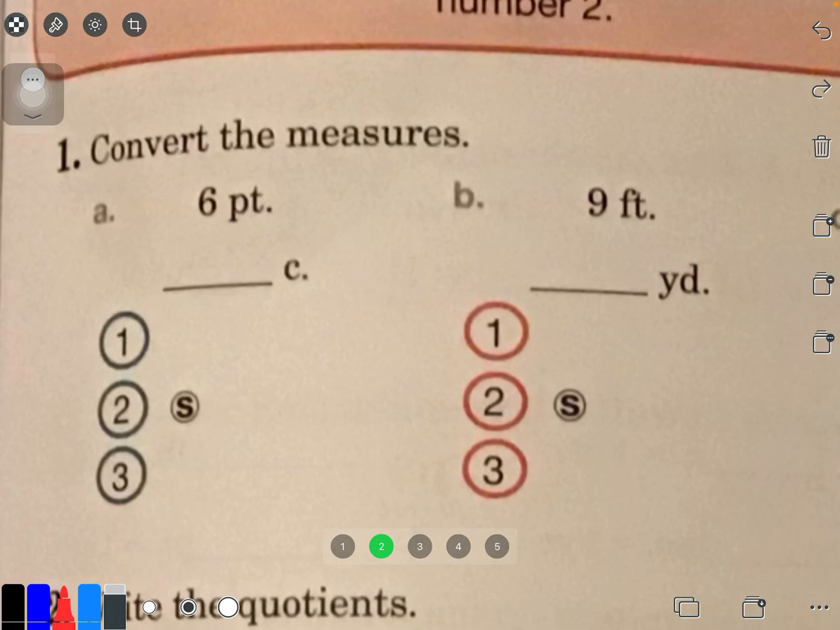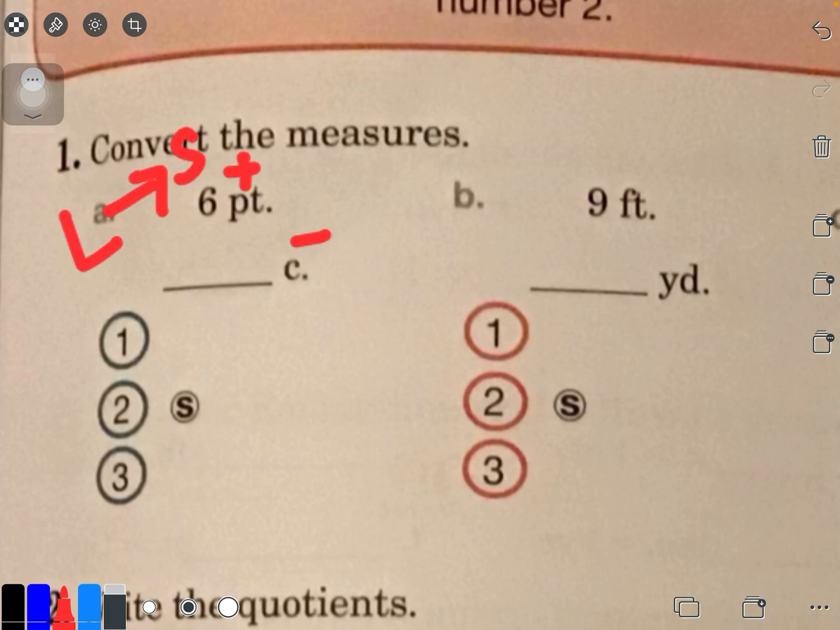Okay, number 1, 6 pints. This is pints and cups. Now I want to change the pints to cups. So I'm going to take a look at pint and cup. Who's bigger? I hope you remember that pints are bigger. So here's what I do. I do big and small. That's how I usually determine and show who's big and who's small. Pints are bigger, cups are smaller. So if I'm going from large to small, or big to small, I multiply. From big to small, you multiply.